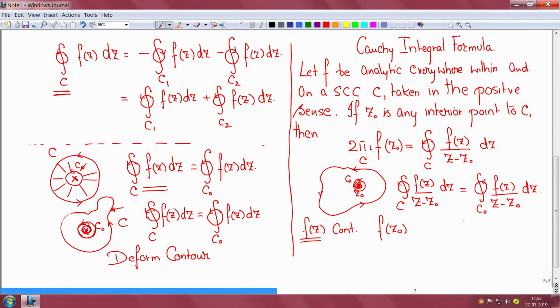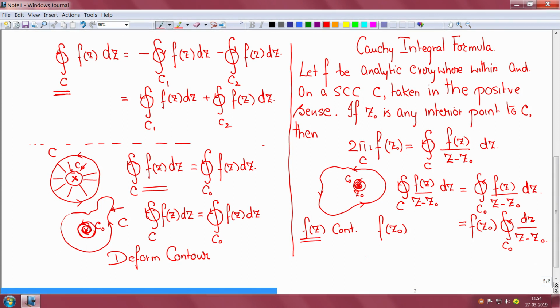Okay. So, on the right side I will make C0 tighter and tighter around z0, so that as z approaches z0, I can put f of z0 outside the integral. It is acquiring a constant value as I make C0 tighter. So, this is now dz over z minus z0. As I say, this is a rough proof, okay, but it is useful.